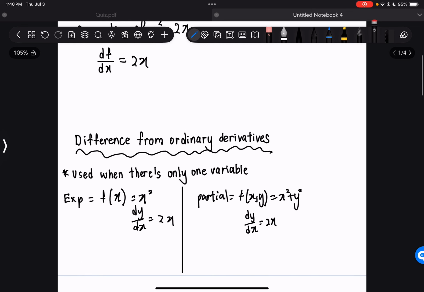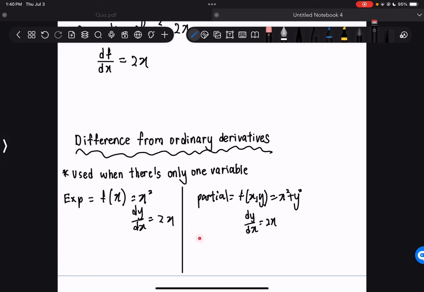Next, let's talk about the difference from the ordinary derivative. The ordinary derivative is used when there's only one variable. The difference between partial and ordinary is that the partial is only used when there are two or more variables, while the ordinary is only used when there is one variable. So let's look at an example. f(x), you can see there's only one variable, which is x only. So we just make a simple derivation, which is dy over dx equals 2x.